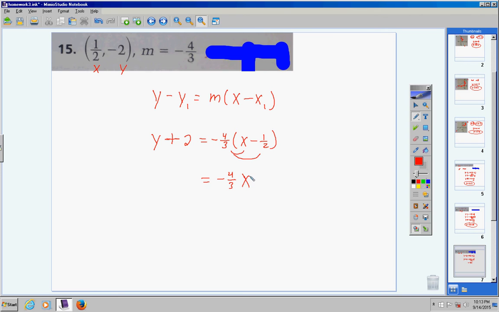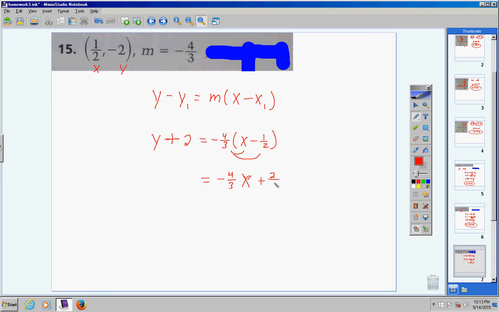On the next multiplication, negative times a negative is positive. 4/3 times 1/2, well, top times top, 4 times 1 is 4. Bottom times bottom, or denominator times denominator, 3 times 2 is 6. And if you reduce 4/6, you get 2/3.